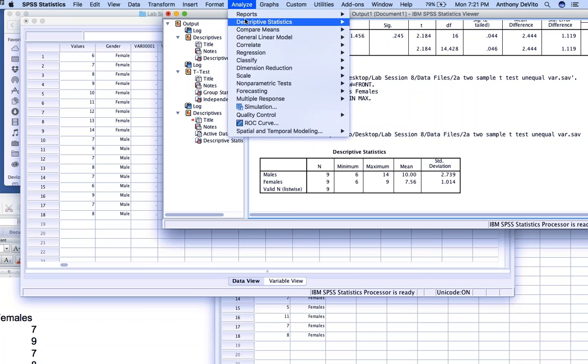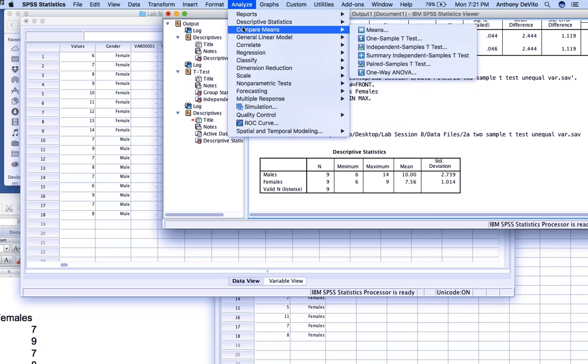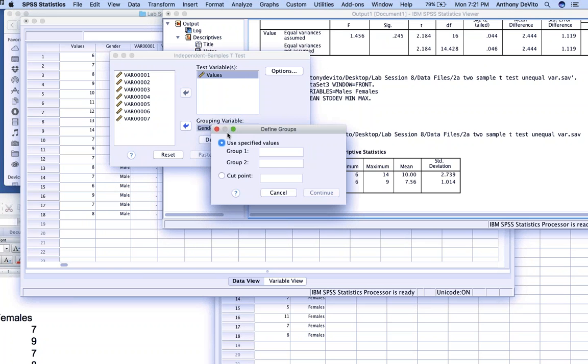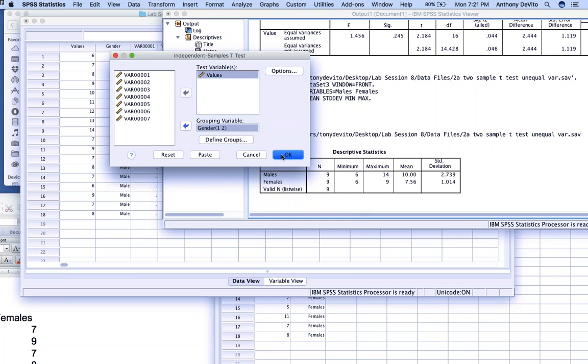Okay, analyze. I hate to reinstall this one because it is basically working. Compare means, independent samples t-test. The test variable, in other words what I'm finding the mean of, is the values. And the groups I'm breaking them up into is gender. I'm comparing males to females. I'm going to define the groups. 1 represents females, 2 represents males. Okay, and I'm going to say okay.